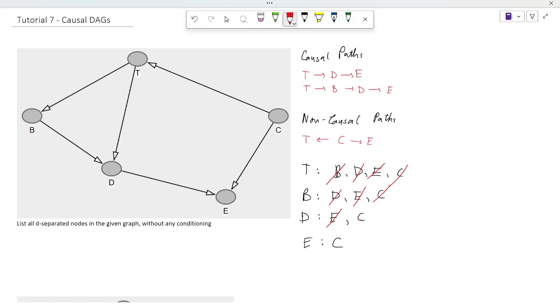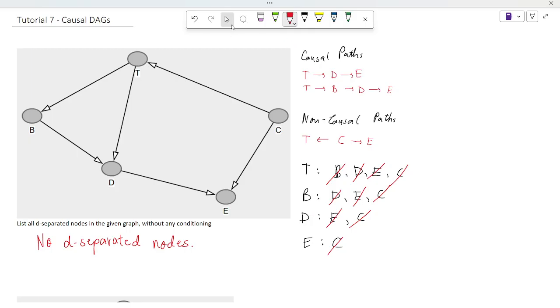What about D and C? The chain C, T, D is behind it. Perfect. What about E and C? That's also a direct chain. Perfect. So hence I can say that there are no d-separated nodes in this graph. Are there any questions at this point? All right, with that, let's move on.